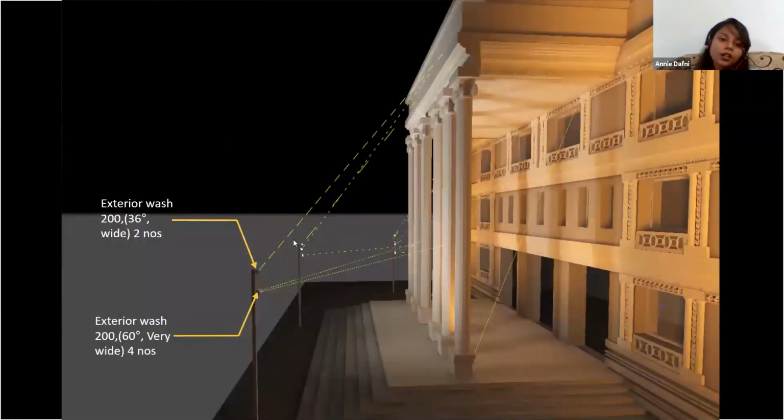Okay. So for the poles again, for the lower portion, I've used a very wide beam to get a nice uniform illumination. And for the top portions, I've used a wide beam. So the light reaches the top, but still has a good uniform illumination.